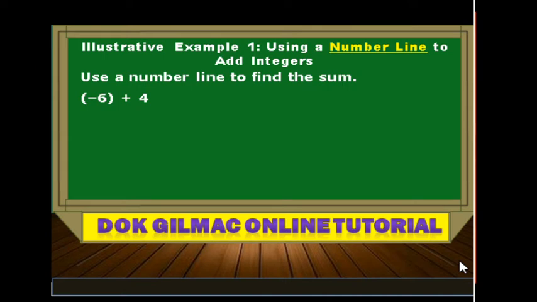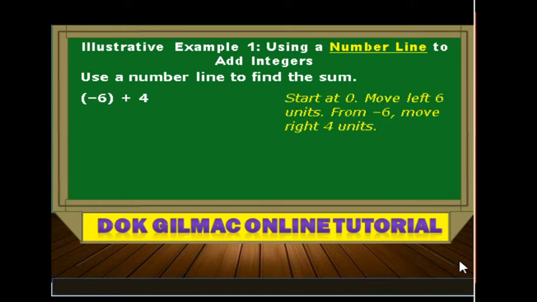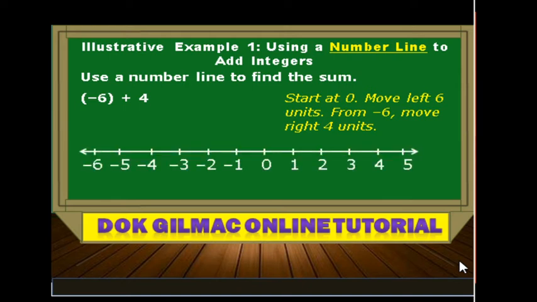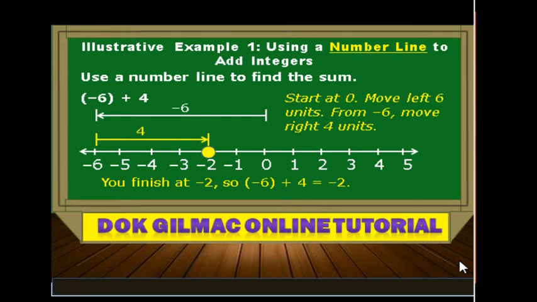Consider illustrative example number 1. Use a number line to find the sum. Negative 6 plus 4. Start at 0. Move left 6 units. From negative 6, move right 4 units. So as you can see here, we have negative 6. And from negative 6, we move 4 units. So we stop at negative 2. So therefore, negative 6 plus 4 is just equal to negative 2.